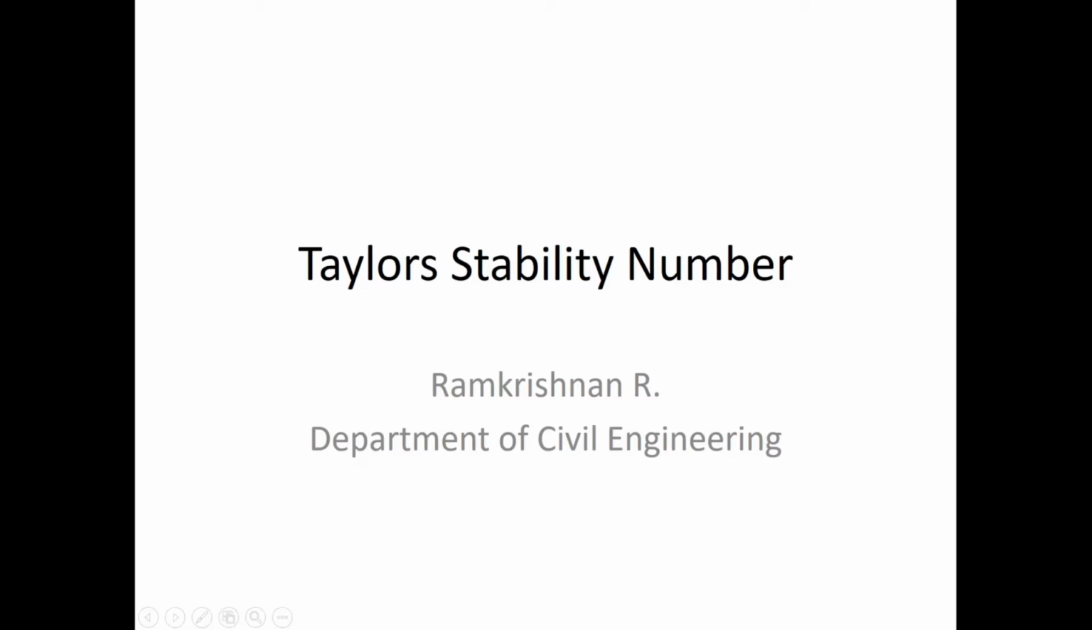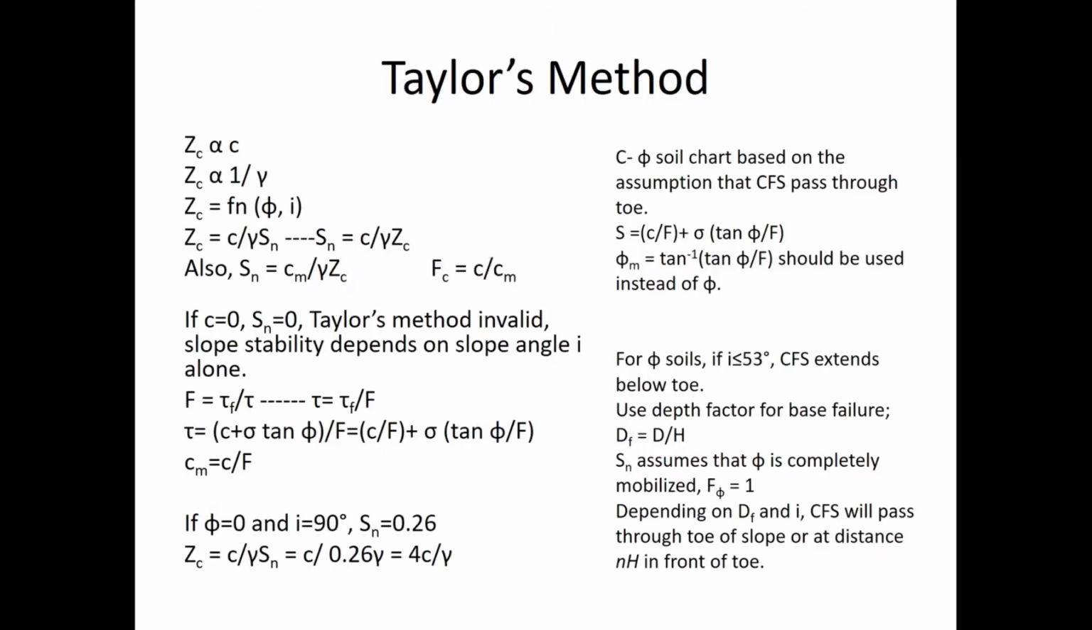We already saw that in the previous classes when we discussed stability of infinite slopes. I guess you guys are familiar with the term stability number. What is stability number? C by gamma z or hc. Right, it's a dimensionless parameter, which is a function of different soil parameters or slope parameters.